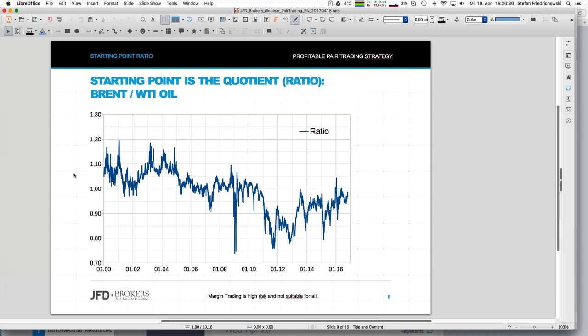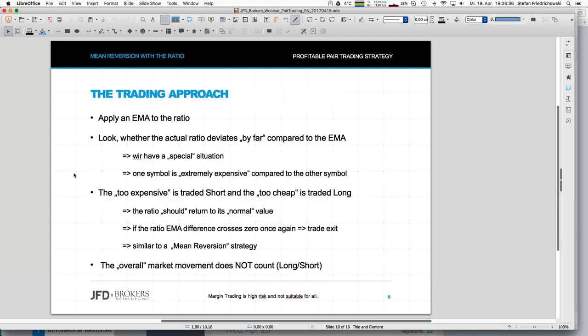Before I jump into the Excel sheet and go to the details of when and how to open a trade, let me in general describe that kind of approach, which is later implemented in that Excel sheet. To have more common rules for pair trading strategies, we need a definition of what it means to be a little bit too expensive compared to the other one. And a very good trick here is that you apply an EMA to that ratio.